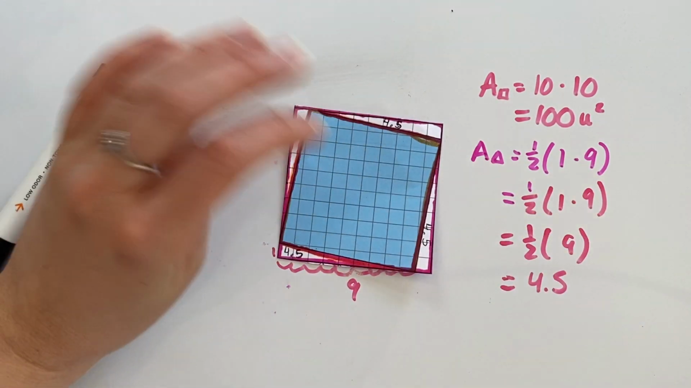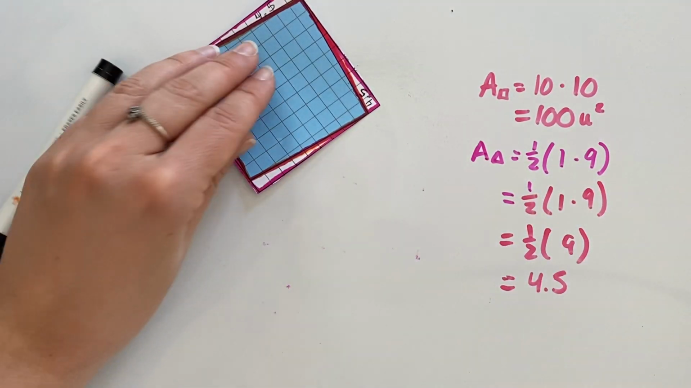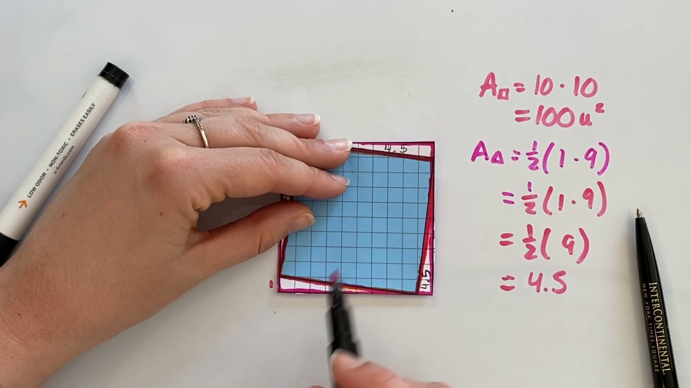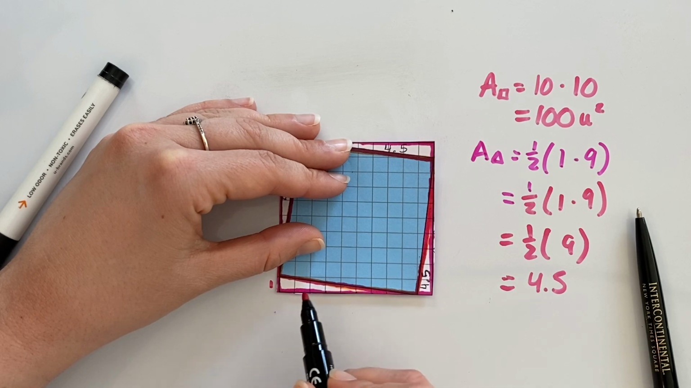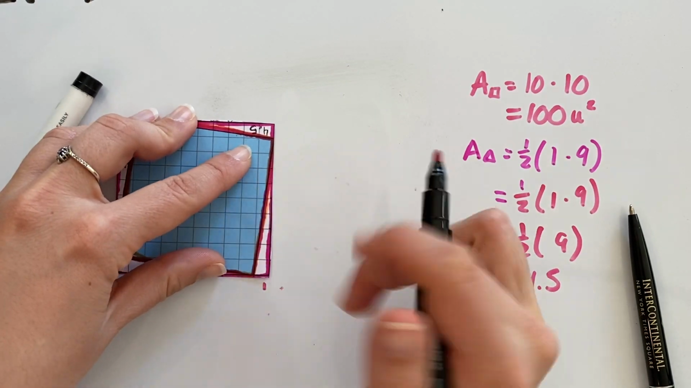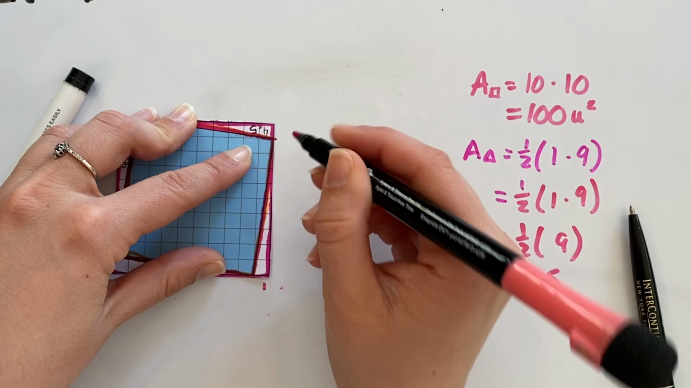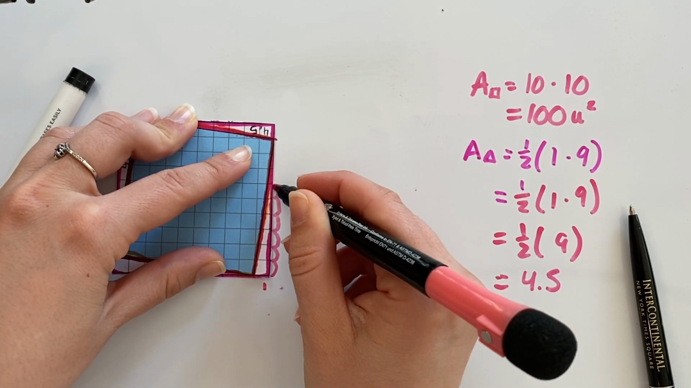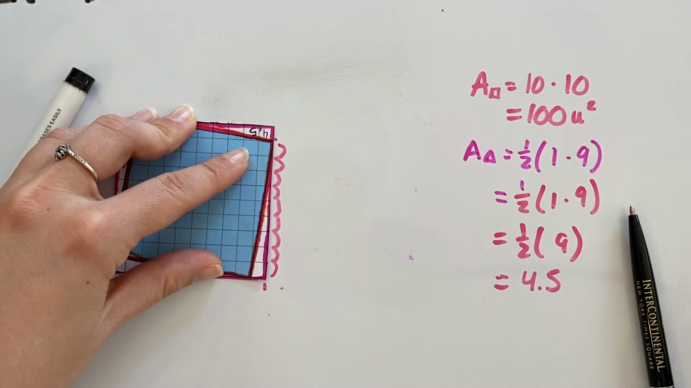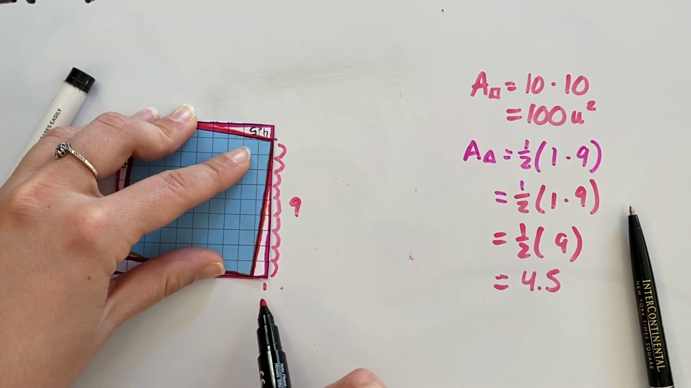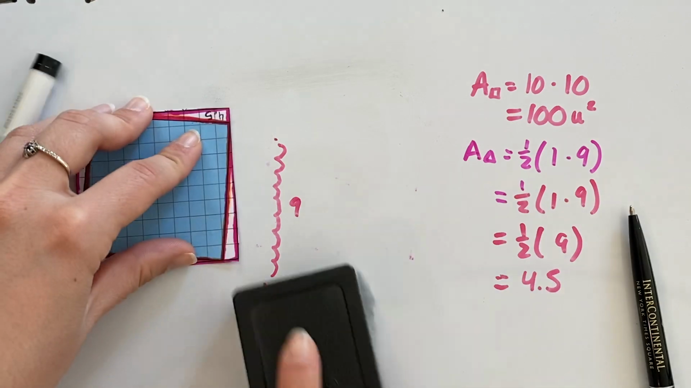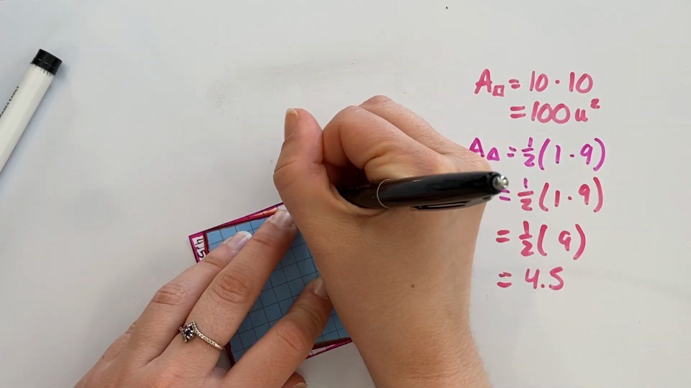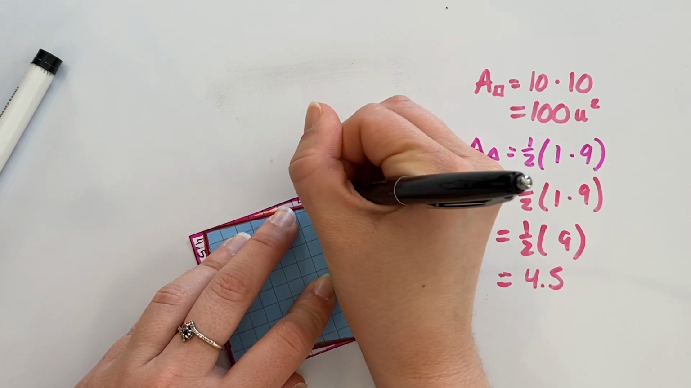Last but not least, we have our last triangle, which has a base. So my base is 1 here, and the height goes up to there. So it'll be 1, 2, 3, 4, 5, 6, 7, 8, 9. So it's 9 as well. Since I'm dealing with the same base and height, I know that this is also 4.5.